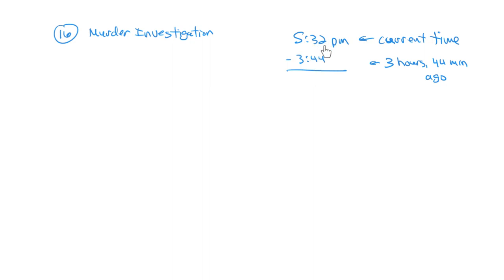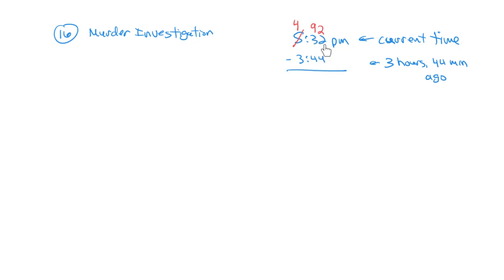So we have to keep that in mind. When you subtract here and you have to borrow from this 5, I take 1 hour off of here, so I make this 4 instead of 5. Then when I bring this over here, I'm adding 60 minutes onto this. So this ends up being not 32, but 92, because we're going from hours to minutes.